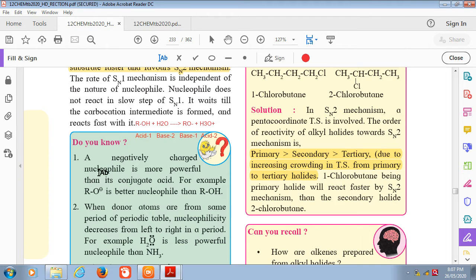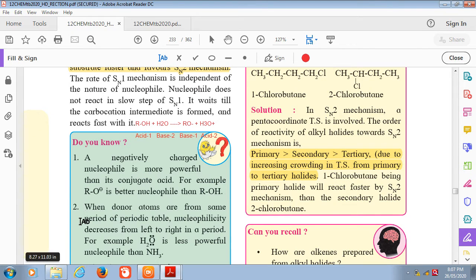So a negatively charged nucleophile is more powerful than its conjugate acid. This RO minus is a nucleophile because there is a negative charge, so this base 1 is more powerful than its conjugate acid ROH. Or we observe that H2O is a more powerful nucleophile than H3O plus.